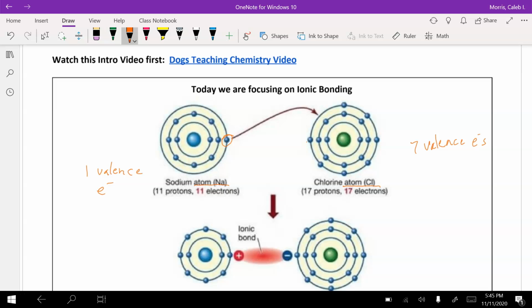Well, the easiest way for sodium to get there is by giving its electron away, which is what we see in this arrow here. The easiest way for chlorine to reach 8 valence electrons, well, right now it has 7, so if it just got one more, it would have 8, and that's exactly what it's going to do. So you look down at the next picture.